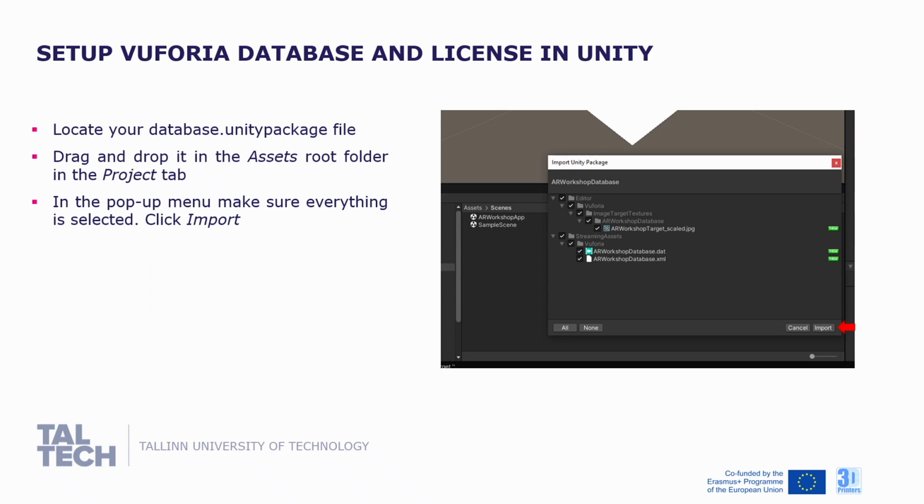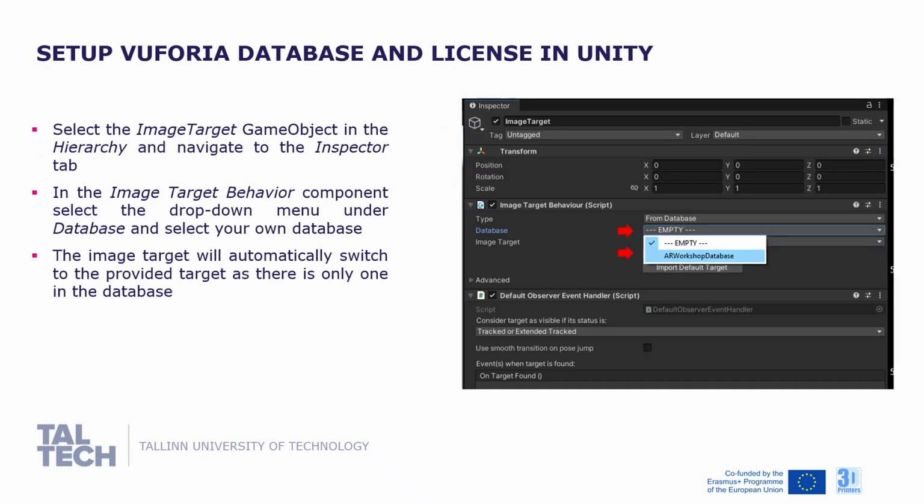Now let's set up the Vuforia database and license in Unity. Locate your database.unitypackage file. Drag and drop it in the Assets root folder in the Project tab. In the pop-up menu, make sure everything is selected and click Import. Select the image target game object in the hierarchy and navigate to the Inspector tab. In the Image Target Behavior component, select the drop-down menu under Database and select your own database. The image target will automatically switch to the provided target as there is only one in the database.